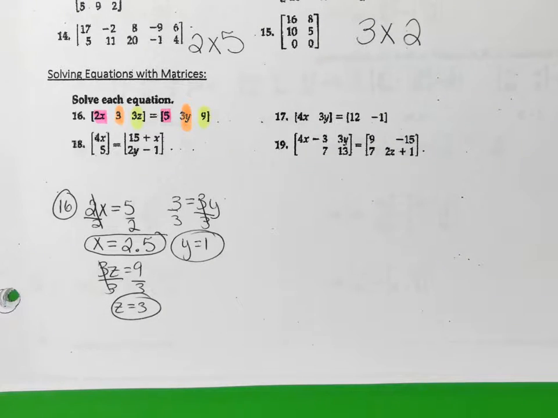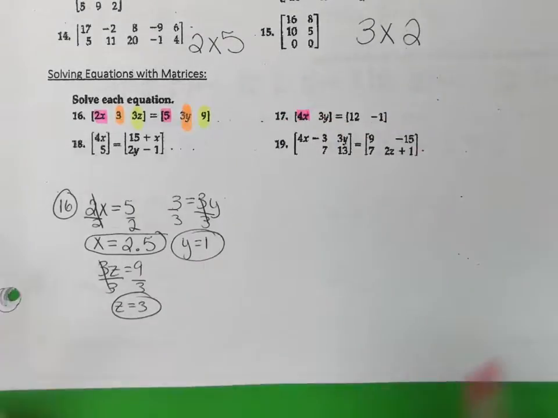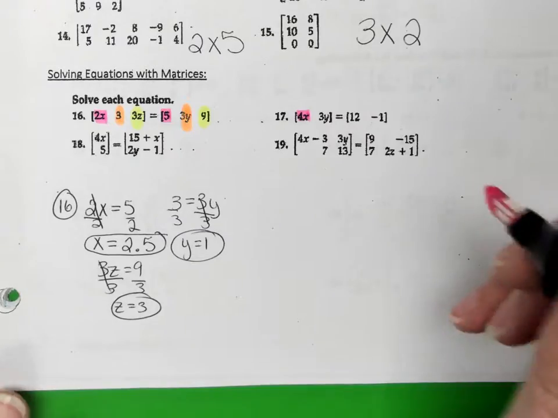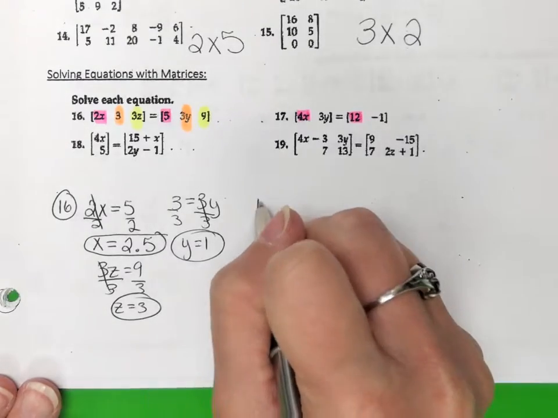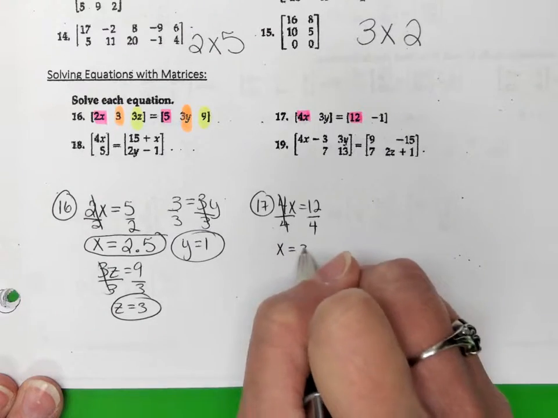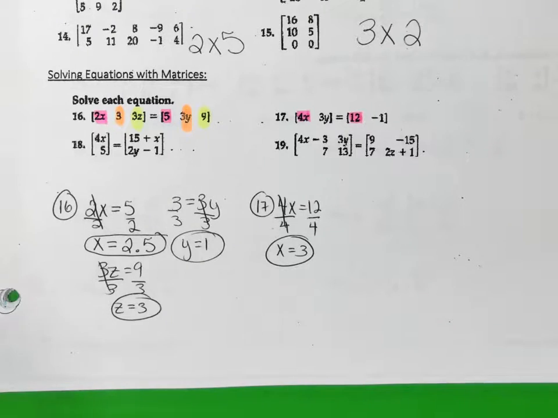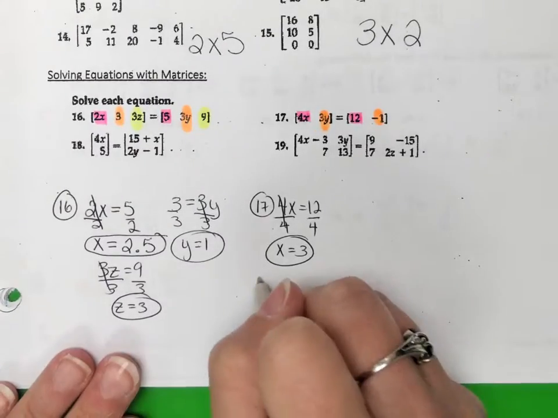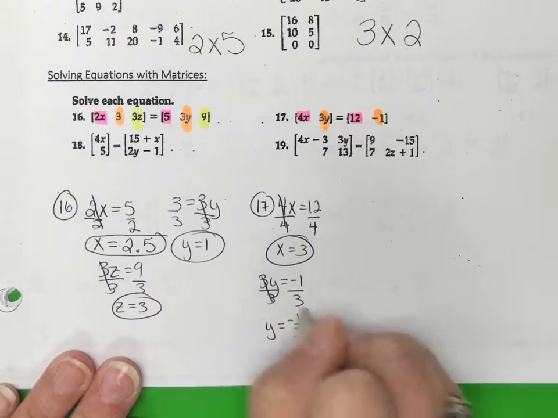All right, here we go. 17, you ready? What's first on 17? 4x, okay. So what lines up with it on the other side? What's it equal to? 12. All right, so I can say 4x equals 12. And divide by 4. X equals how much? 3. Perfect. And I only got one other one. What's the other one? 3y equals negative 1. So divide by 3, and y equals negative 1/3.